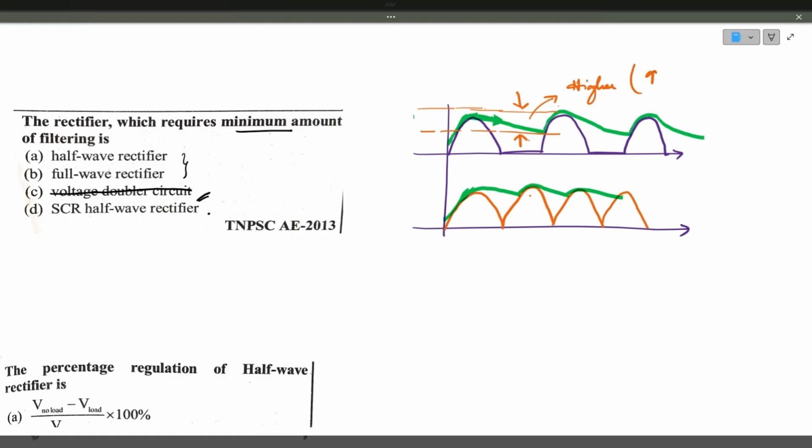This means higher ripples. For the full wave rectifier, the ripples are reduced. So it has lower ripples. The peak to peak voltage of the ripples is very less. So the rectifier which requires minimum amount of filtering is the full wave rectifier. So the answer is option B. Full wave rectifier needs minimum filtering, whereas half wave rectifier requires more filtering, more filter circuits are required.